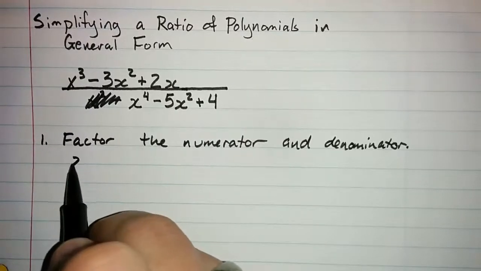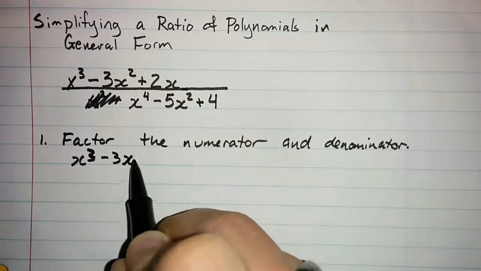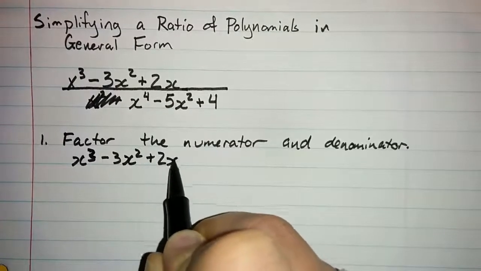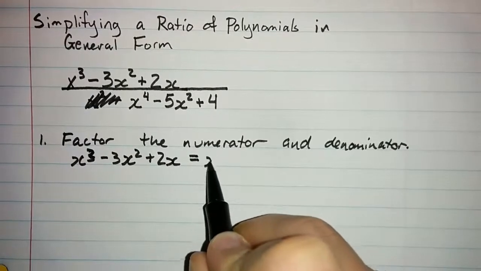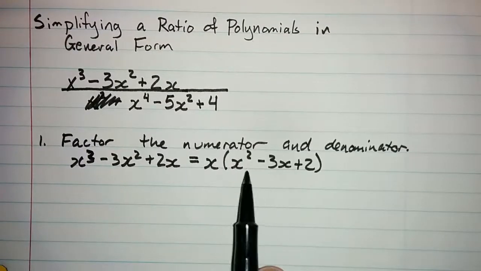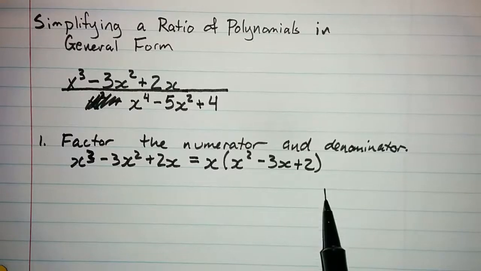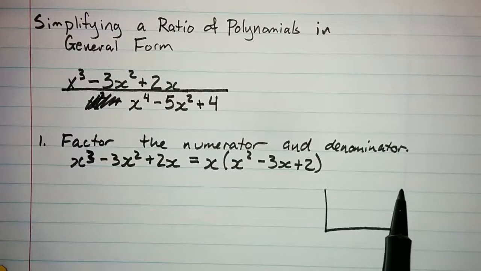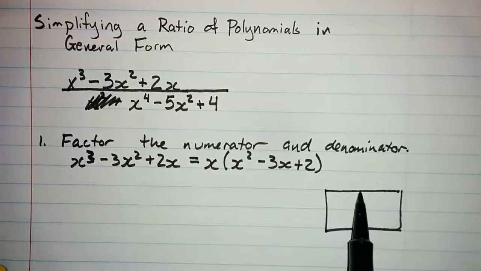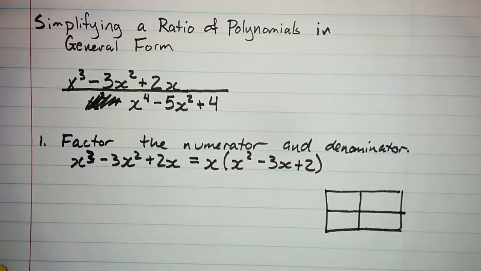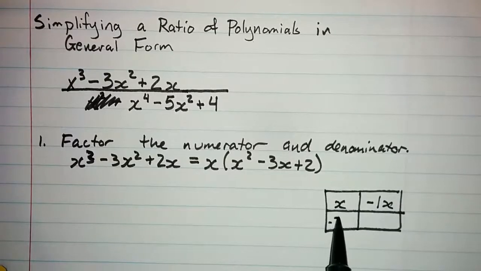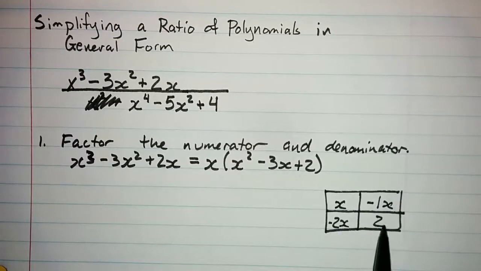So the numerator, x cubed minus 3x squared plus 2x. I see these have a common factor, which I'll factor out. And now I want to factor this remaining trinomial, splitting up the middle term as two numbers whose sum is -3 and whose product is 1 times +2. I think that -1 and -2 will do that for me.